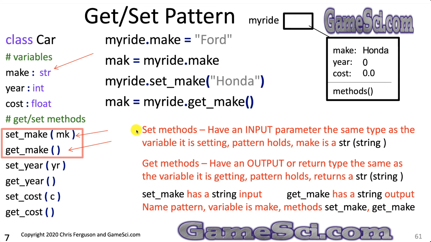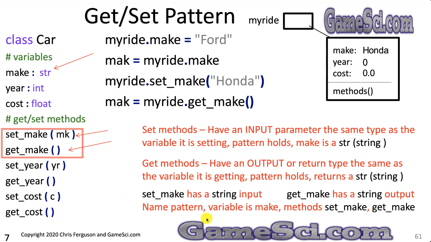Set methods have an input parameter the same type as the variable it is setting, and this pattern holds. Make is a string. This parameter that I send to setMake must be a string variable because we're going to assign it to a string variable inside the object. Get methods have an output or return type that is the same as the variable it is getting. Once again, the pattern holds. GetMake must return a string so we know what kind of variable to assign it to. SetMake has a string input. GetMake has a string output. If they are setting and getting a string variable, this is how they should work.